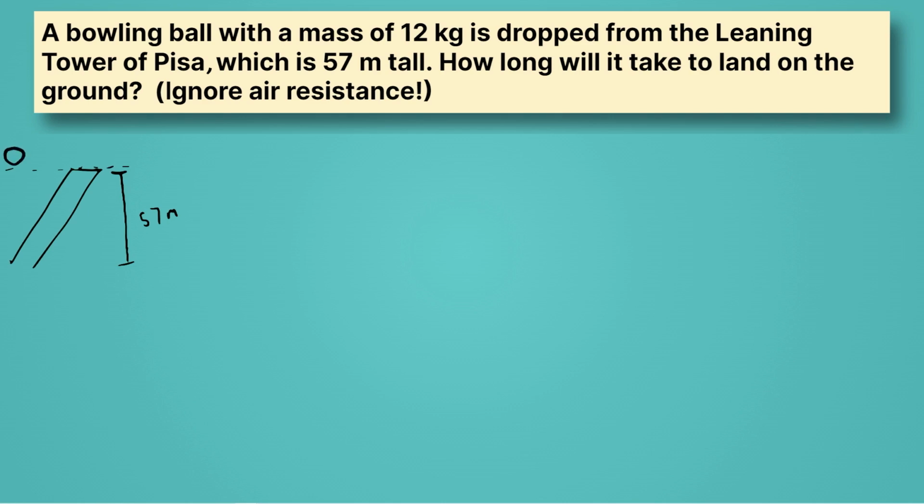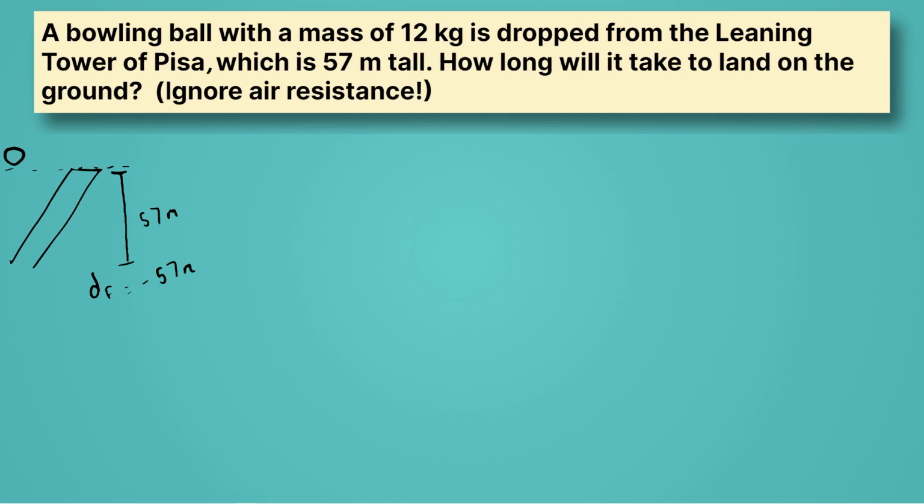All right, so that represents 0. And that means that our displacement final is going to be 57 meters below that, or minus 57 meters. Now, if you wanted to make the displacement final be 0 and the displacement initial be 57 meters, that would also be totally fine. You'd get the same answer.